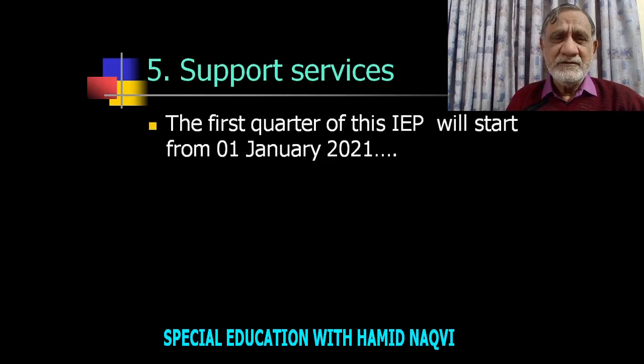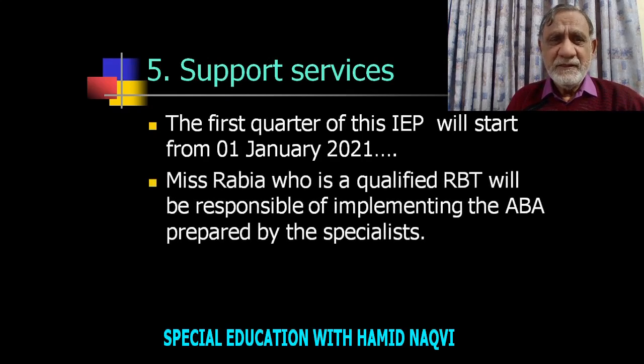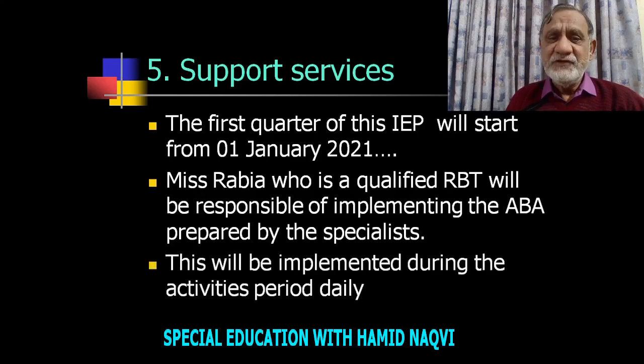Now, sports services, see this. Here are the sports services for Ali Raza. Now, it has been precisely mentioned that the first quarter of this IEP will start from 1st January 2021. Everybody knows when the IEPs start implementing, who would be responsible and who would be doing all that. Miss Rabia, who is a qualified RBT, will be responsible for implementing the ABA prepared by the specialist, right? Then this will be implemented during the activities period.